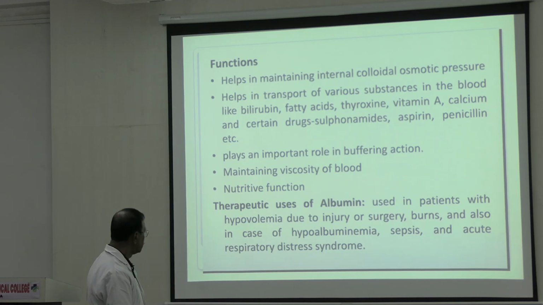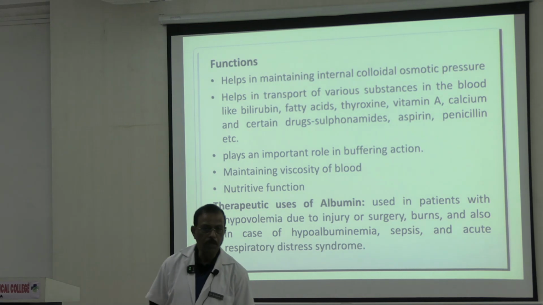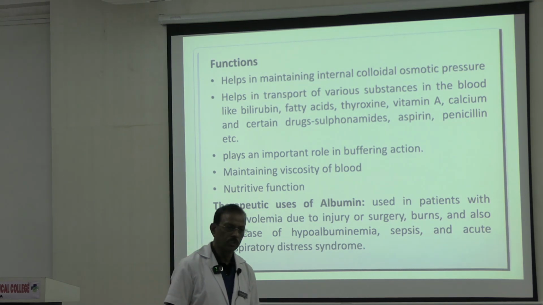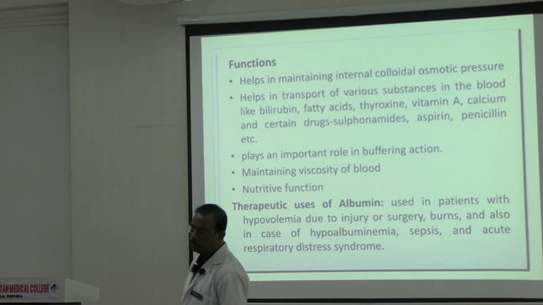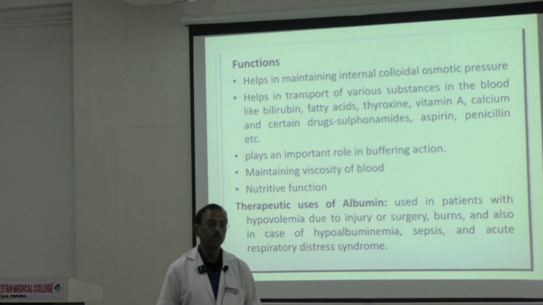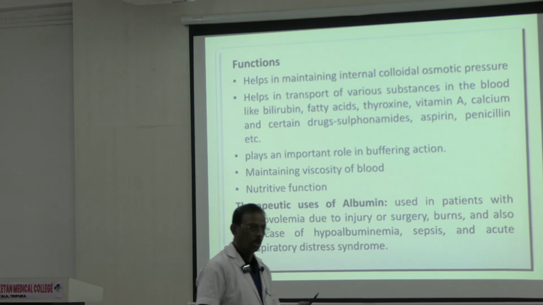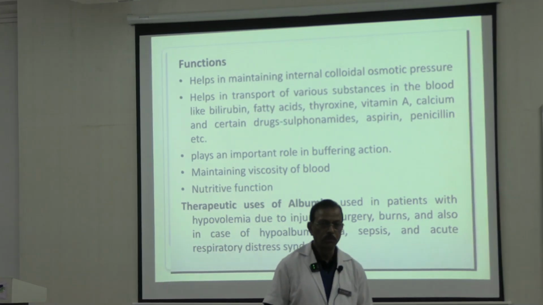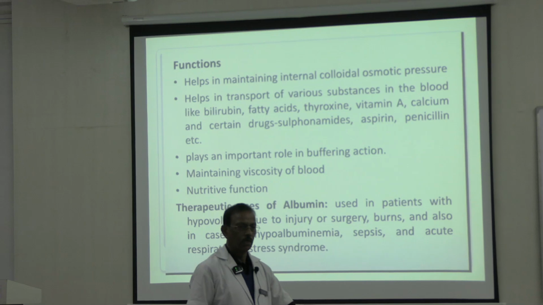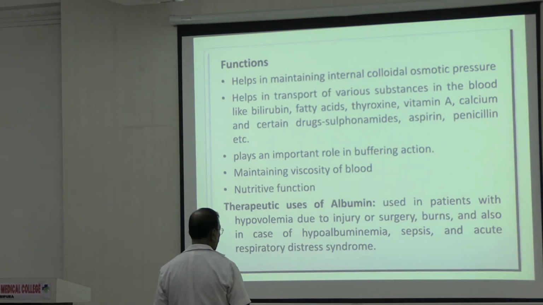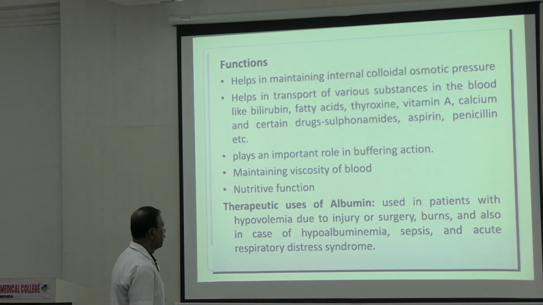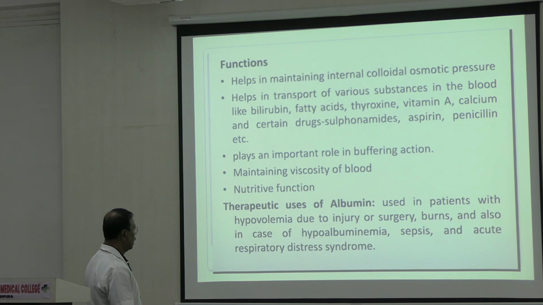Another thing is, in case of cirrhosis of liver and in case of nephrotic syndrome, there is an extensive loss of albumin or markedly diminished formation of albumin. So we infuse albumin as a drug, as a modality of treatment. Okay? Now, these are the therapeutic uses.